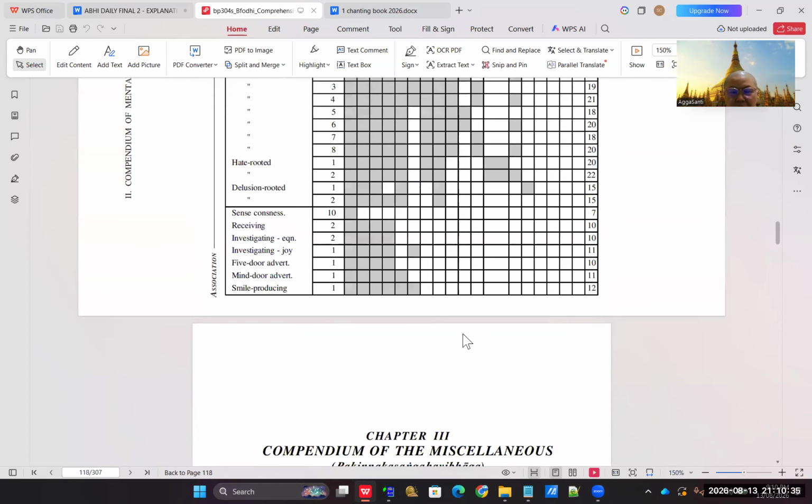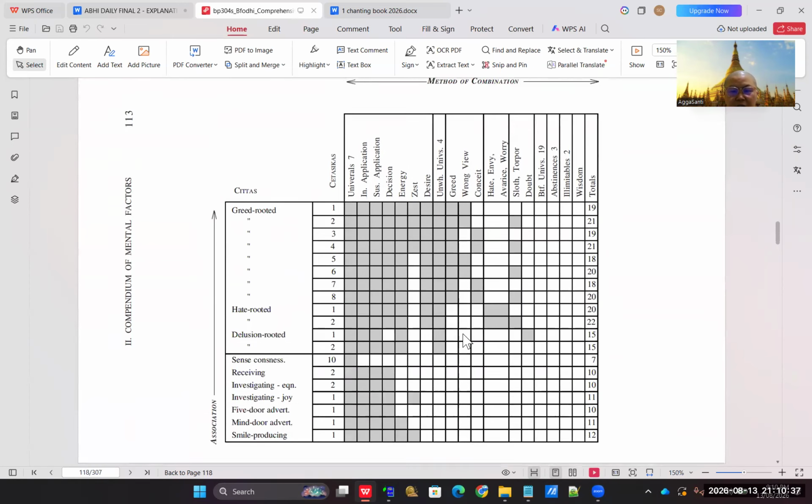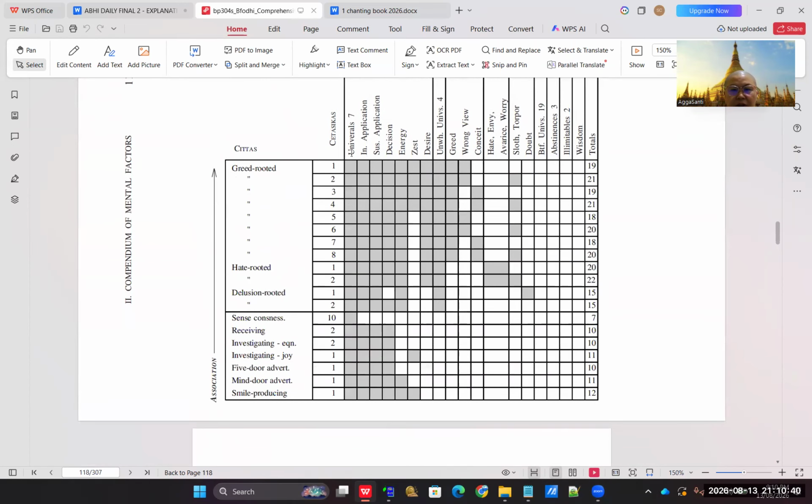So these charts are helpful if you want to know, for example, the 7 universal and this 10. So 10 consciousness with 7 universal. So minimum, the eye, ear, nose consciousness are associated with these 7. And then the receiving consciousness is associated with the 7 and also Vitakka, initial application, Vichara, sustained application, and Adhimokkha, decision. So Vitakka, Vichara, Adhimokkha, these are called 10. All right, so 10.